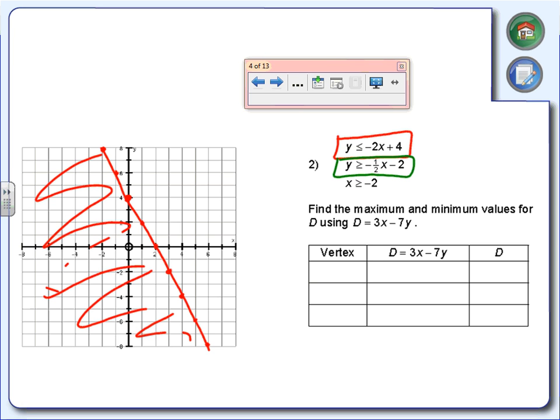And those of you that got different colors, now we're going to graph the second inequality in a different color. We're going to graph y is greater than or equal to negative 1/2 x minus 2. So minus 2 is going to be our starting point. That's our y-intercept.